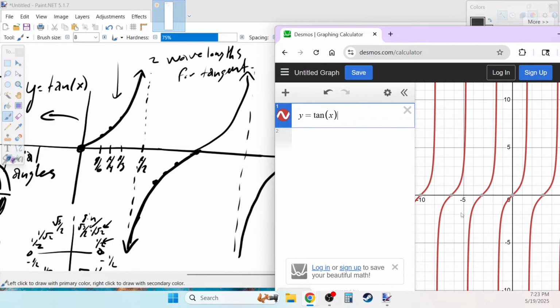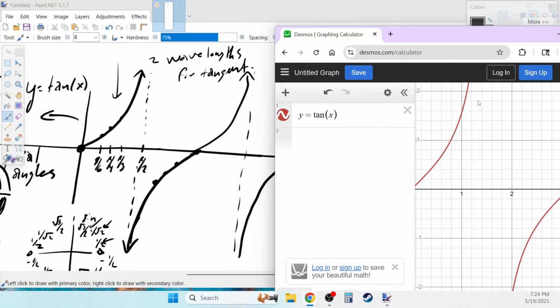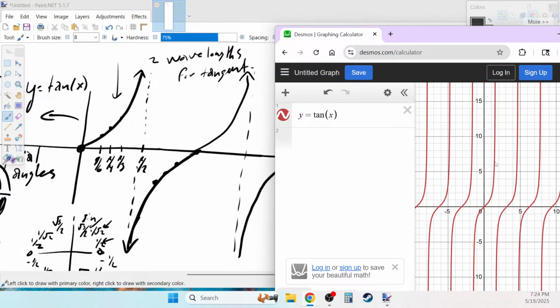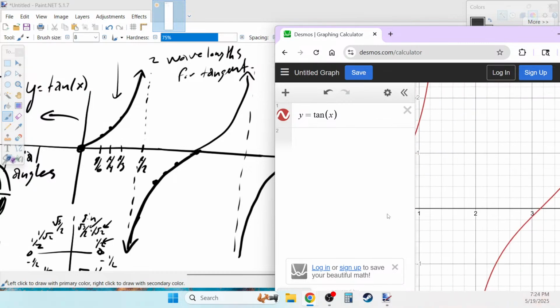They look the same. Mine is a little bit wider scale on the x-axis, but again, we should have an asymptote at pi over 2. If we zoom in here, we're going to see that the asymptote is between 1 and 2. It's about 1.5, which is what we'd expect because pi is a little more than 3. So pi over 2 is a little more than 1.5. That's where our vertical asymptote should be.